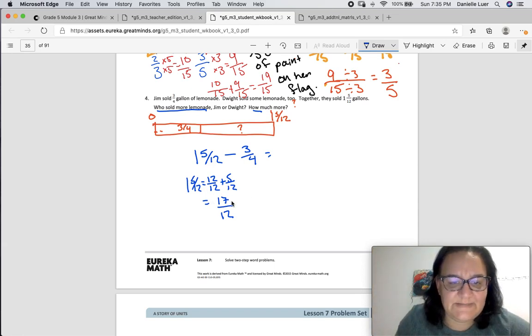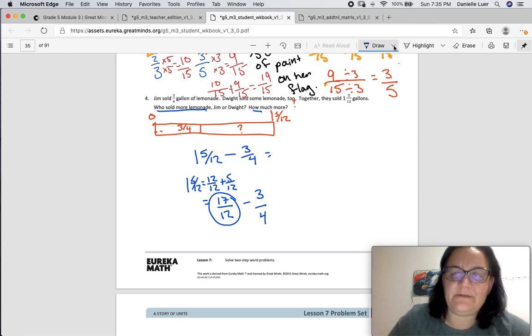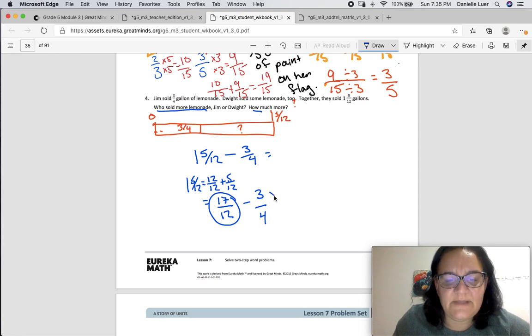Okay, so there's my 17/12 minus 3/4. Now, if you want to use the area model to figure it out, you sure can. It's a subtraction problem, but I'm just going to multiply this times 3 and this times 3, and that's going to give me 9/12. Okay, so now I can subtract easily enough.